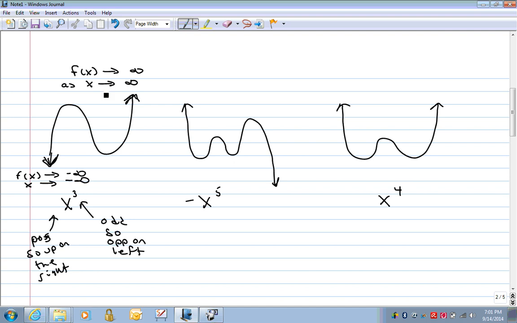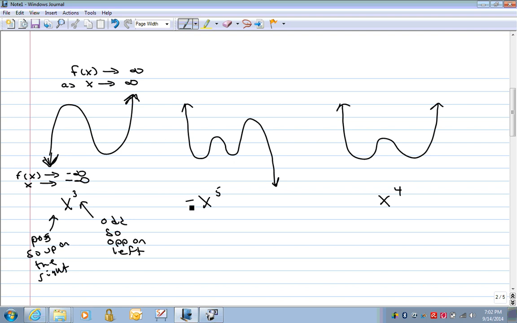Here's the notation. As x approaches infinity, f of x approaches infinity, so as we move to the right, our graph is moving upward. On the left side, as x approaches negative infinity, f of x approaches negative infinity, so the graph moves downward. And this is the notation to indicate end behavior. So make sure you understand that notation. If not, ask me in class.